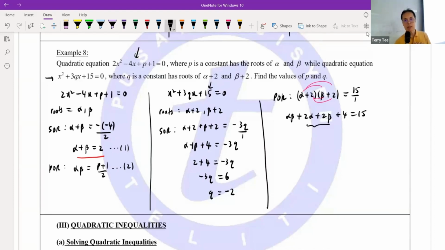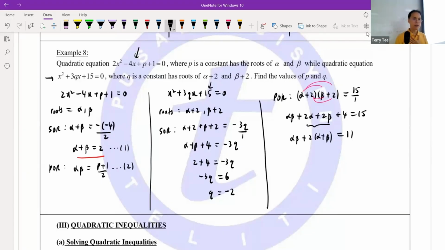Can we put this together? This is alpha beta plus 2, bracket alpha plus beta. The result, you can put this together as 19. This is 19. This is 11, right? Isn't it? 15 minus 4 is 11.